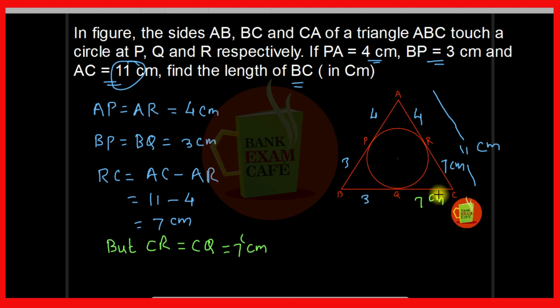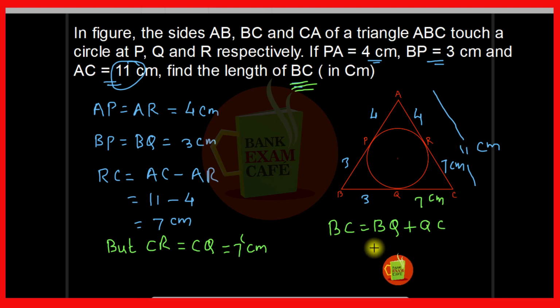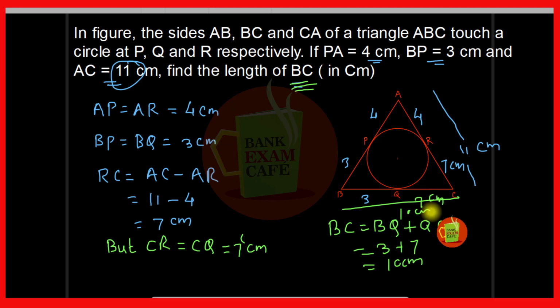So here we have to find the BC length. So BC will be equal to what? BC is equal to BQ plus QC, which is equal to 3 plus 7, and that is equal to 10 cm. And so we have got the total length BC as 10 cm.